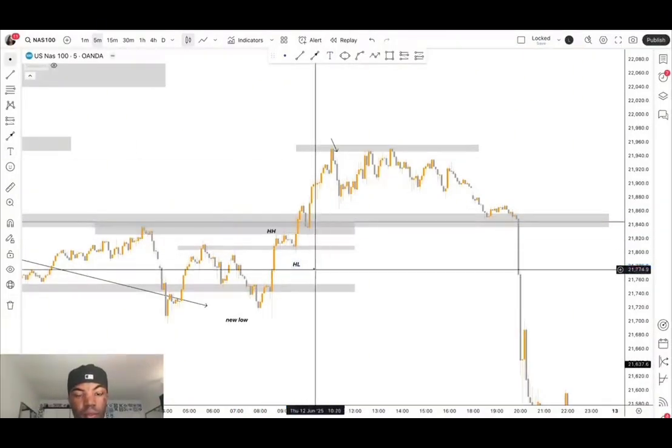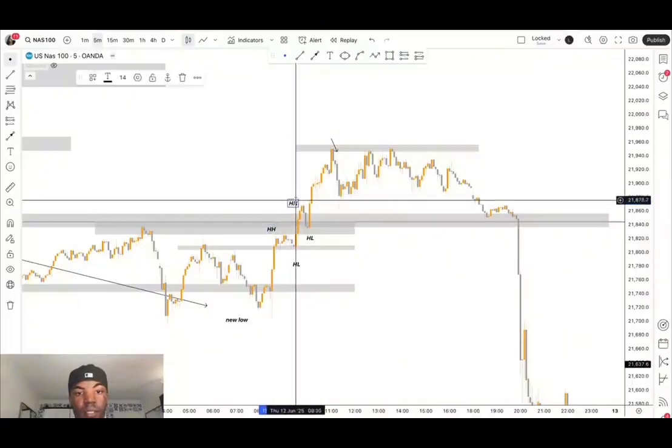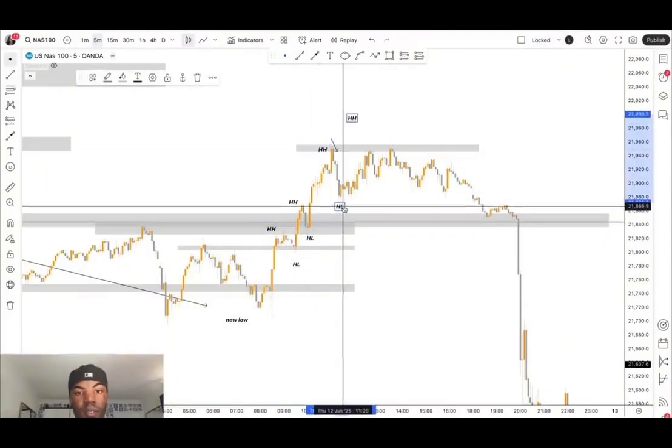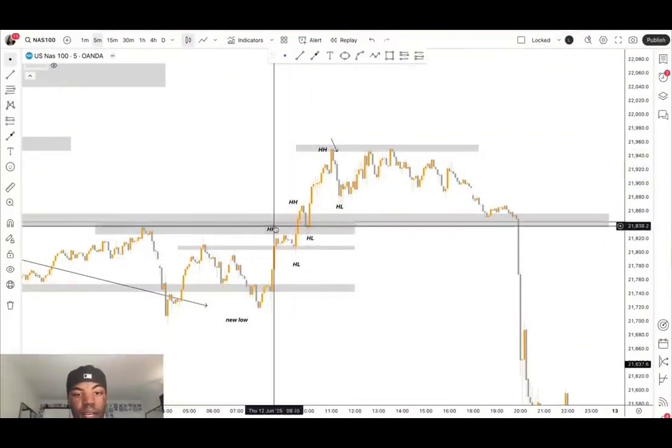So now what I'm going to do is note these. So for beginners, please note these. Track your highs and track your lows. So note these. Boom. So now we see that price is building higher highs, higher low, higher high, higher low, higher high, higher low.